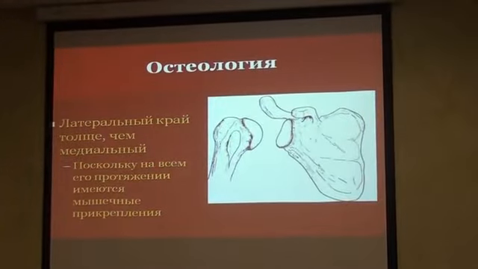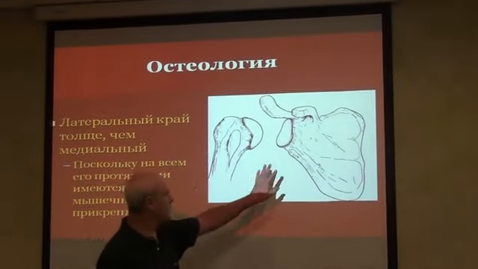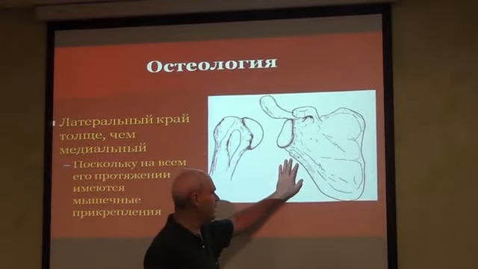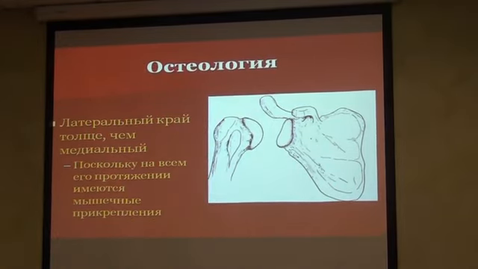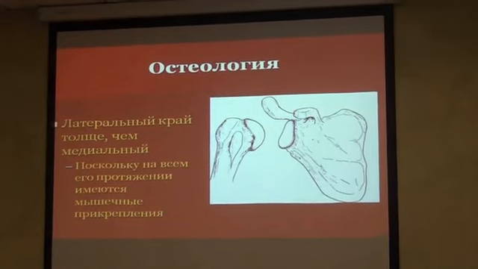We have much more muscle attachments in the external border of the scapula than in the internal border. К внешнему краю лопатки прикрепляется большее количество мышц, чем к внутреннему.